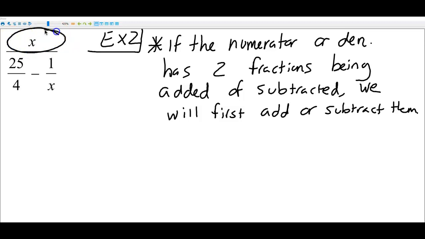Here's my numerator, here's my denominator. Now the denominator has 2 fractions that are being subtracted. So anytime you have that, we're going to start by putting those 2 fractions together into one. After we do that, it'll be just like the problems we had before. Okay, so that's the first step.